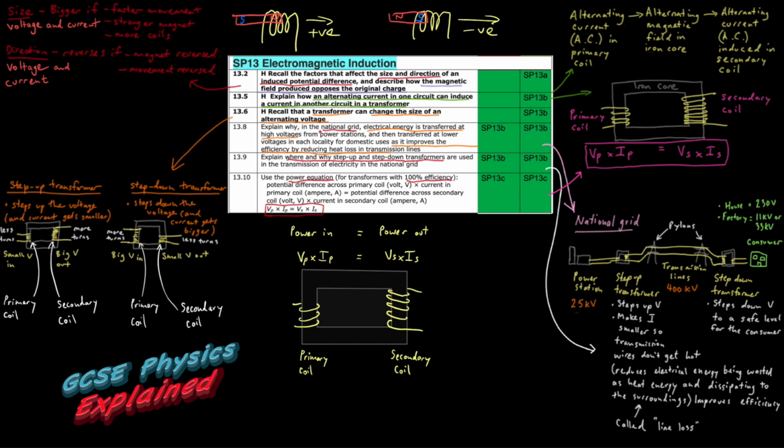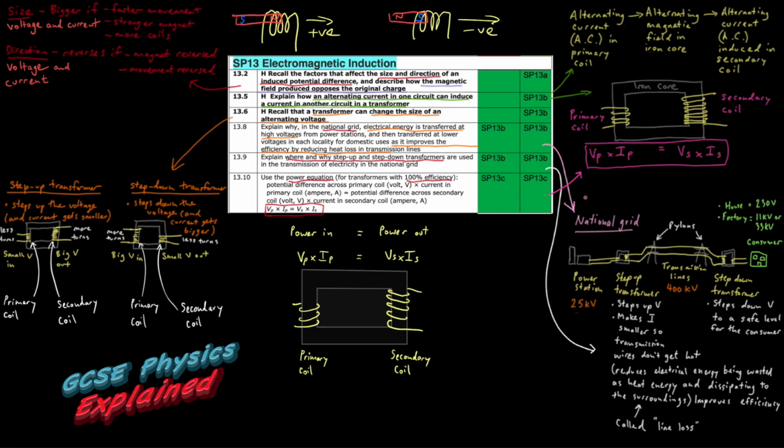Explain why in the national grid electrical energy is transferred at high voltages from the power station and then transferred at lower voltages in each locality. So in other words, next to someone's house or next to the factory or a hospital. For domestic uses, as it improves the efficiency by reducing heat loss in the transmission wires.